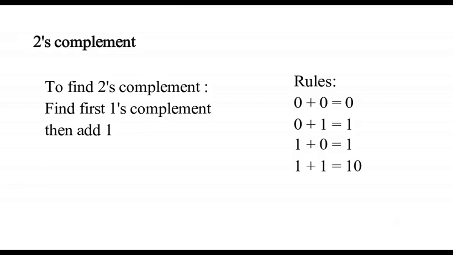So these are the rules. 0 plus 0 is equal to 0. 0 plus 1 is equal to 1. 1 plus 0 is equal to 1. And 1 plus 1 is equal to 10, where for this one, 0 is the sum and 1 is the carry. Okay, let's have an example for this rule.